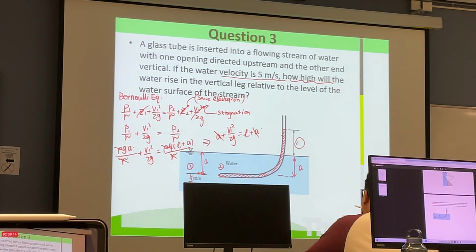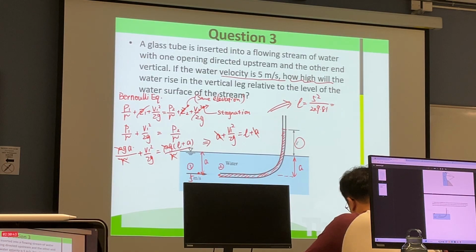So L is equal to V1 squared over 2g. L is equal to 5 meters per second squared over 2 times 9.81, and the result is found to be 1.27 meters. Okay, 1.27 meters.